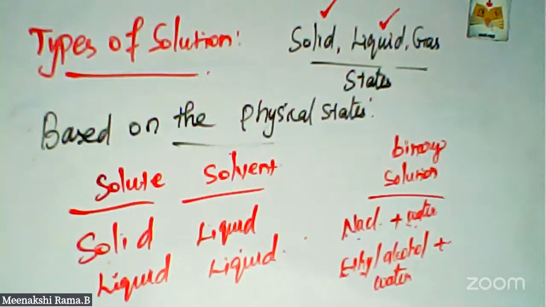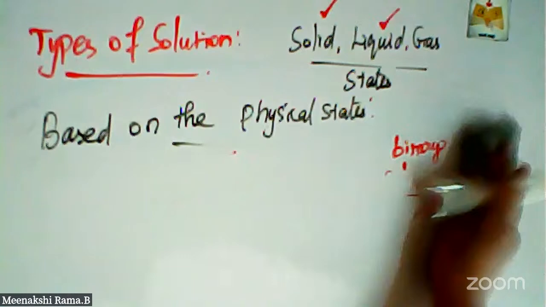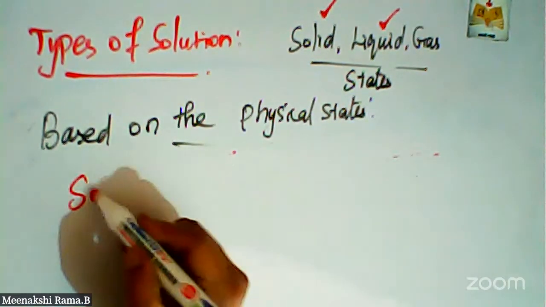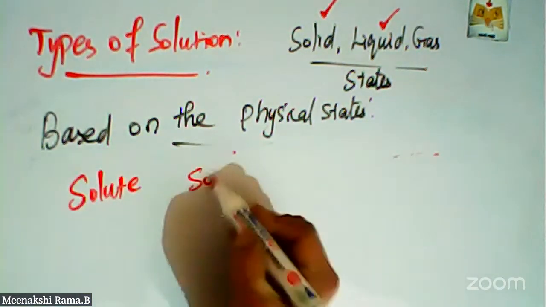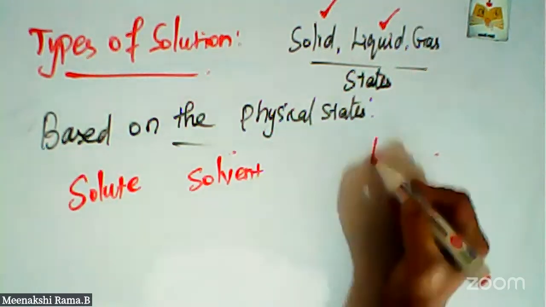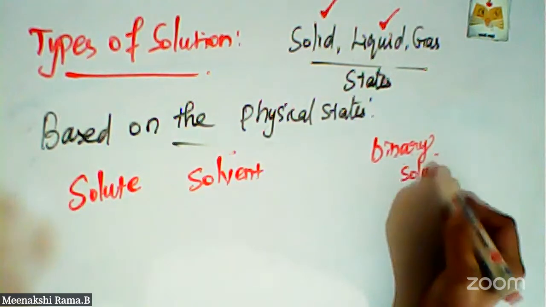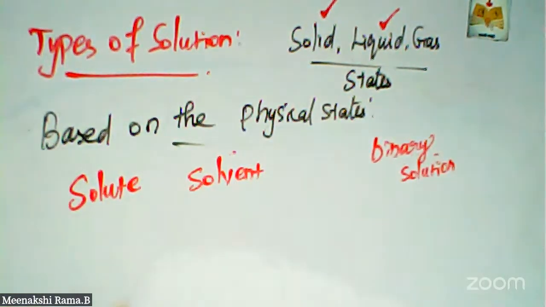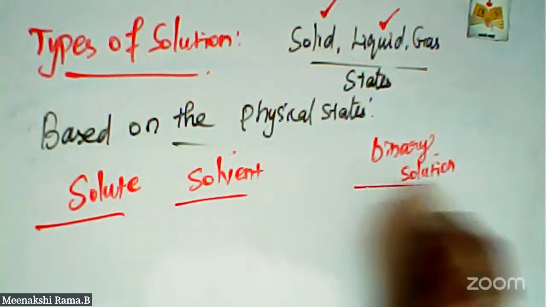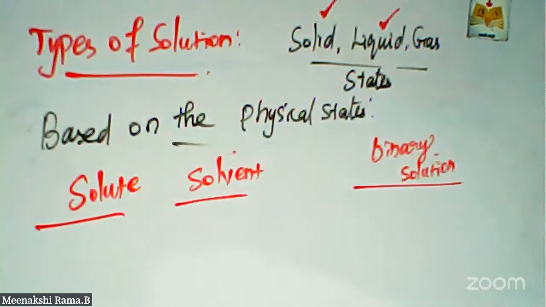Next one is gaseous state. How is the gaseous state possible? Yes, that is also possible. In gaseous state, what is the solute and solvent of the binary solution? Because we take only one solvent and only one solute to prepare the solution, this is called a binary solution. First one is liquid and solid.